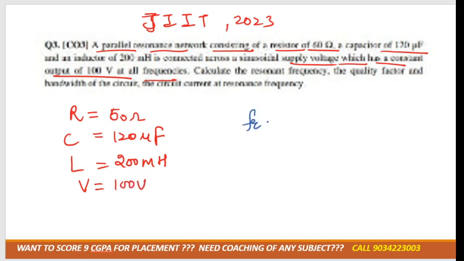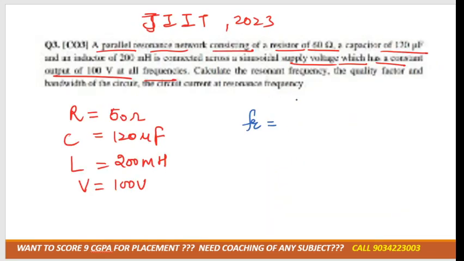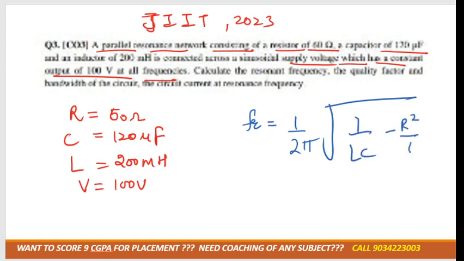Calculate the resonant frequency. What is the formula for fr in the case of parallel? Just as I told you now, 1/2π times the root of 1/LC minus R²/L², so we can simply put down the values over here, right? Fr is equal to 1/2π root 1 by LC minus R²/L². Next is the quality factor.